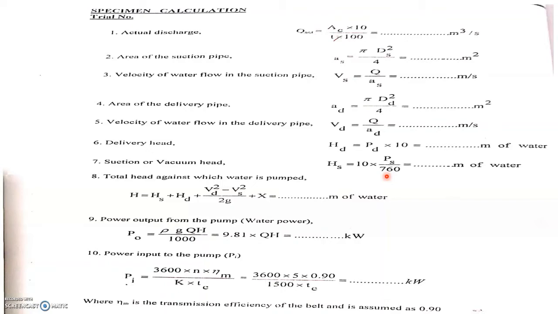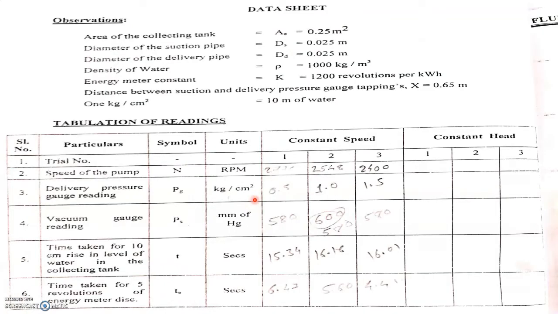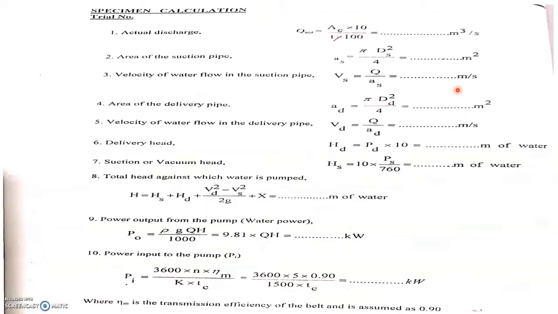Again, you need to find the total head against which water is being pumped. That is H equals HS plus HD plus (Vd square minus Vs square) by 2G, plus X. You will get that from here itself. The X value has been given: X is equal to 0.65 meters. So that you need to do.